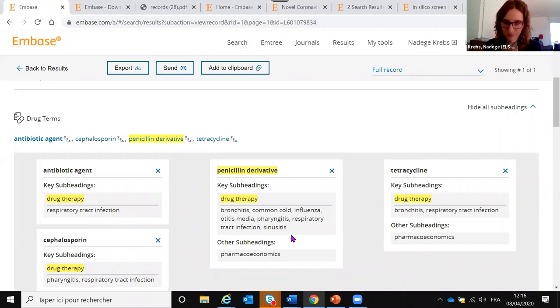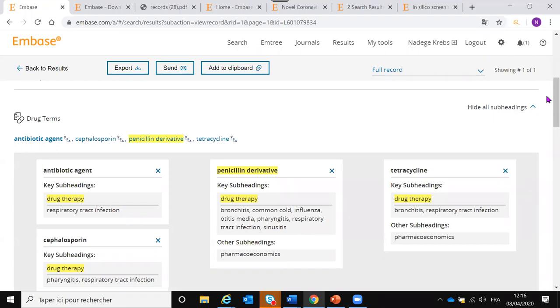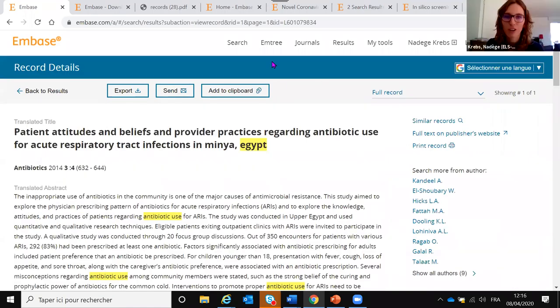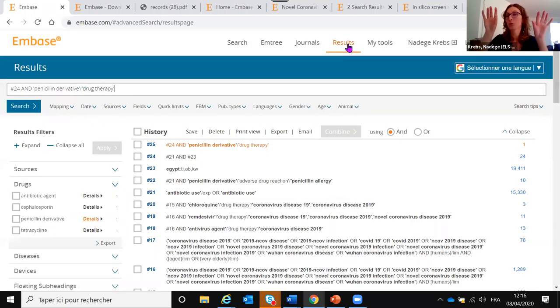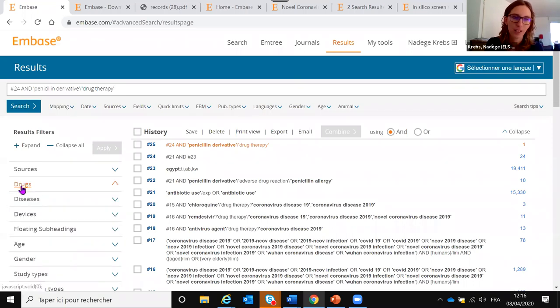Okay. Great. Thank you very much. You're welcome. So as a summary, you would do antibiotic use in quick search. Then you do Egypt, maybe also in quick search. You combine both, and then you use the links here on the side, the subheadings on the side.